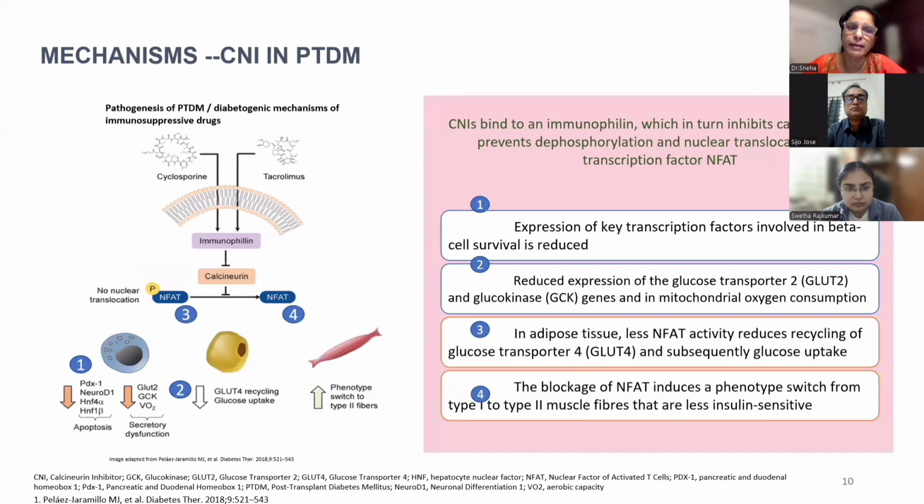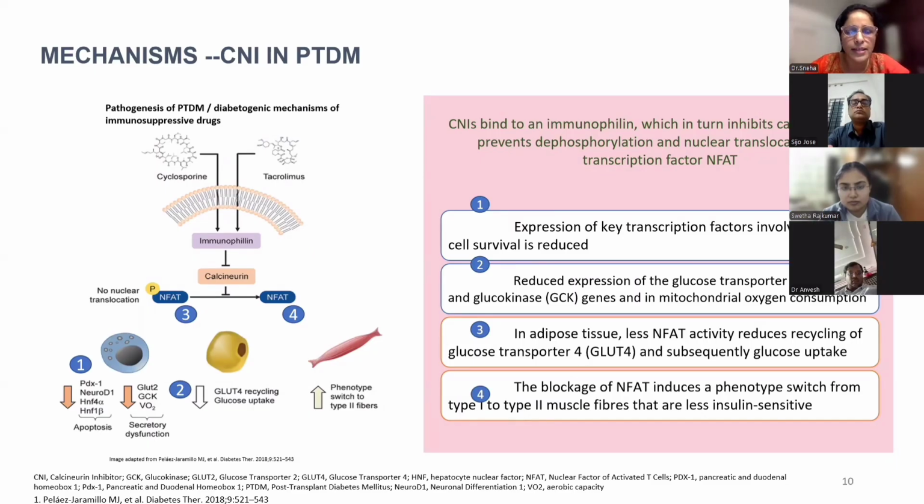The CNI-mediated pathogenesis in PTDM. The CNI goes and binds with the immunophilin, which in turn inhibits the calcineurin. So it prevents the dephosphorylation and nuclear translocation of the transcription factor NFAT. So what happens in the beta cells?